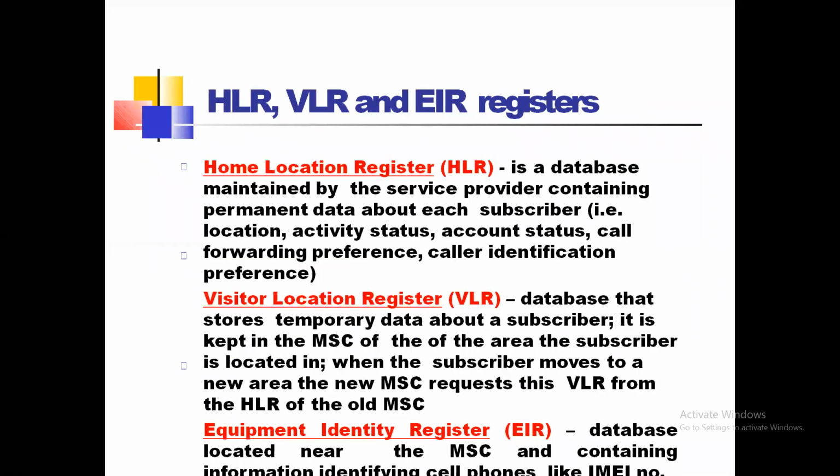And whereas in the equipment identity register, equipment is nothing but the mobile phone here. It means the mobile identity, like the IMEI number, in your particular MSC is maintained by the equipment identity register here, right?